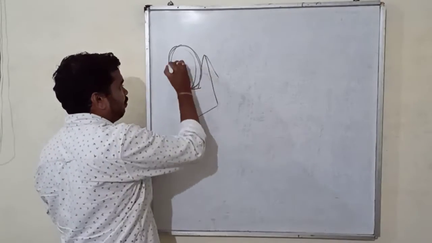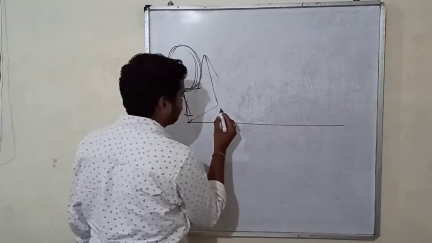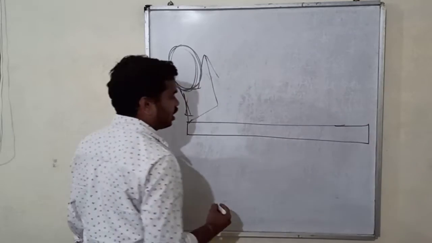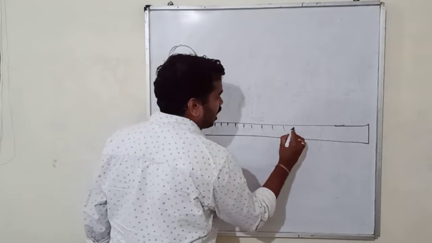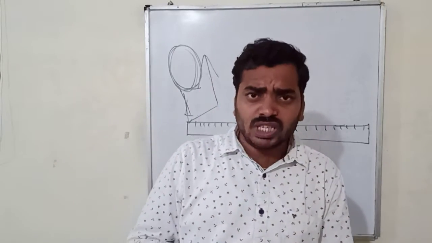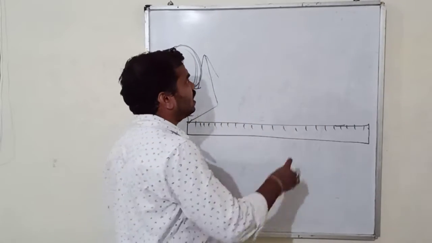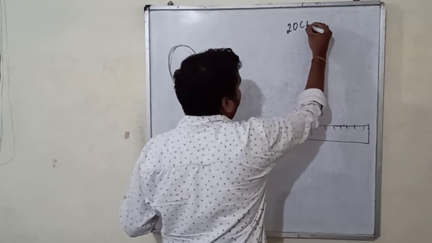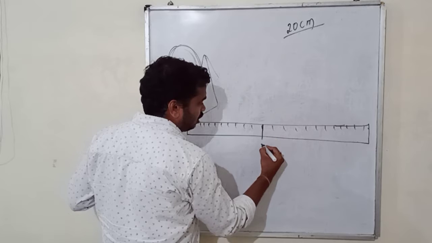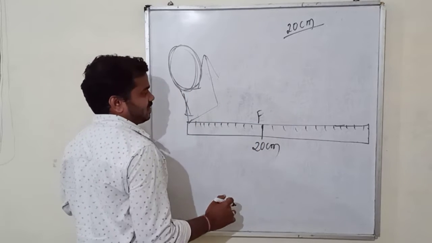It might be a bit bad, but try to bear with me. Now you place a meter scale over here, which has markings upon it. Let us suppose we know the focal length. We are supposing the focal length as 20 centimeters. Let the focal length be 20 centimeters. That is the focal point, focus.